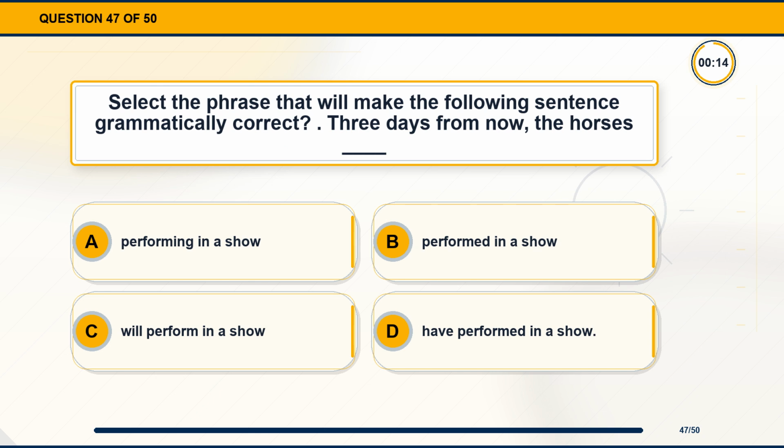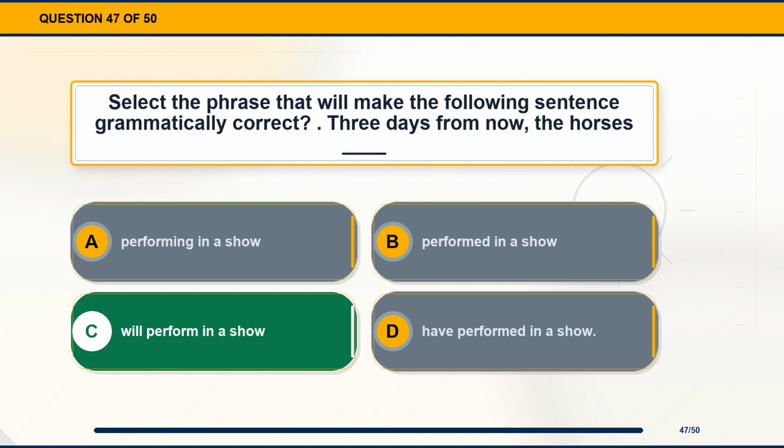Question 47. Select the phrase that will make the following sentence grammatically correct. 3 days from now, the horse is blank. Option A, performing in a show. Option B, performed in a show. Option C, will perform in a show. Option D, have performed in a show.